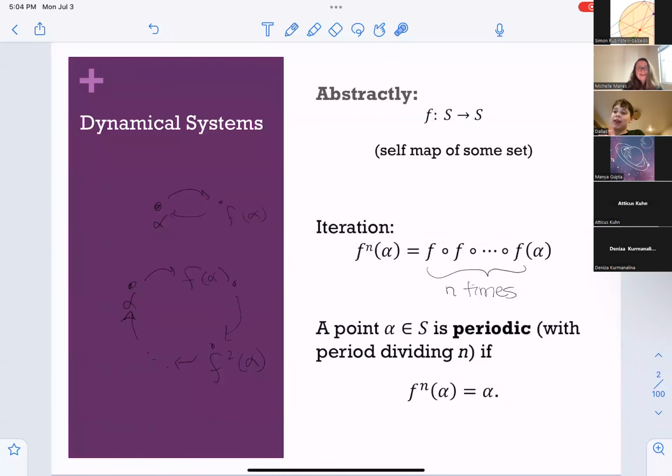Okay, so by the way, yeah. I have a few questions. One, by dynamical systems, you mean just the set S combined with that map f from S to itself? Yeah, it's a set with a self map. That's all it is. This is what's called a discrete dynamical system. And basically, a point alpha, its period is n if n is the first positive integer. Exactly right. Exactly right. Yeah.